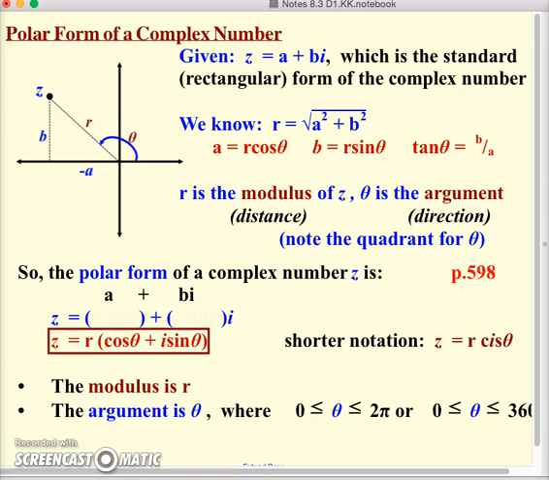Sometimes it really is like a lot of interchangeable stuff. Here it says r is the modulus. Absolute value of z is the modulus. The word modulus is the distance. They all mean the same thing. Theta is the argument, theta is your angle.